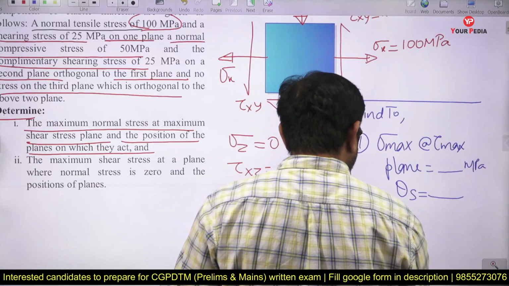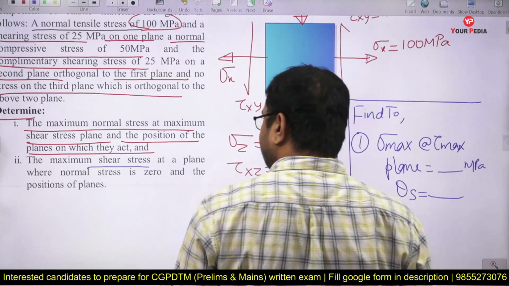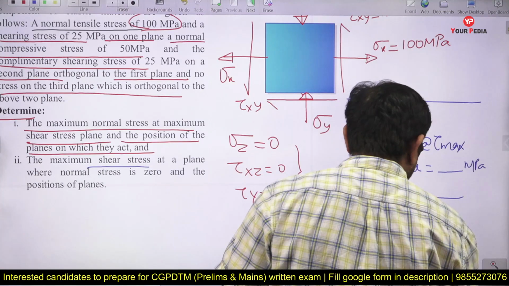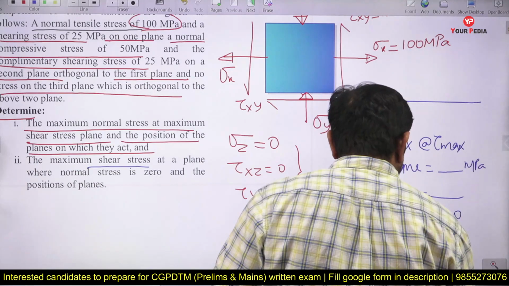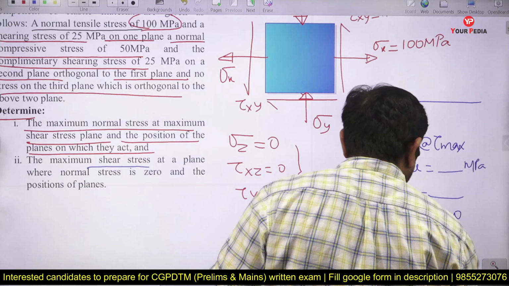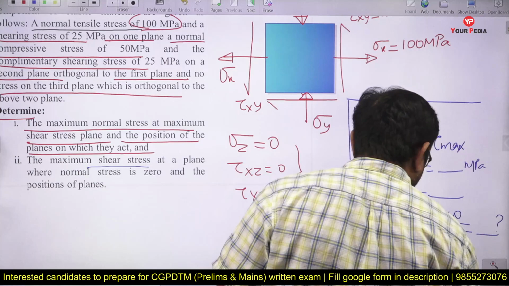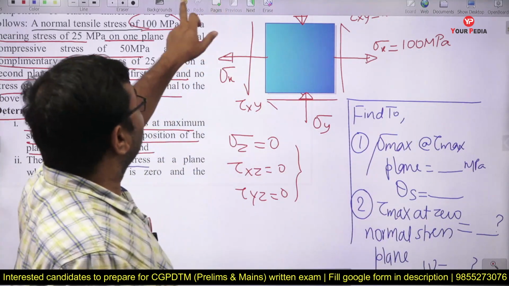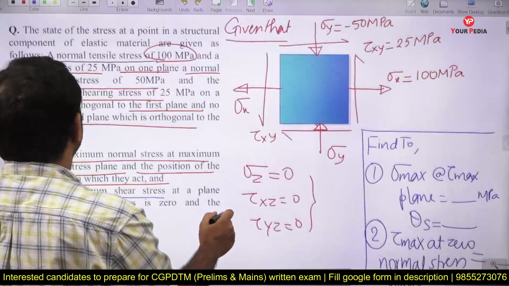And the second one you can see here, the maximum shearing stress at a plane of zero normal stress. So you need to calculate tau max at the zero normal stress plane, correct. You need to find this, and along with this you also need to find that plane. So let's say that plane is psi. So these four pieces of information we need to determine from this question, yes or no. So this is the information which is already given in the question.